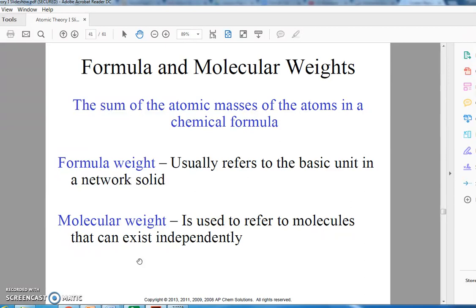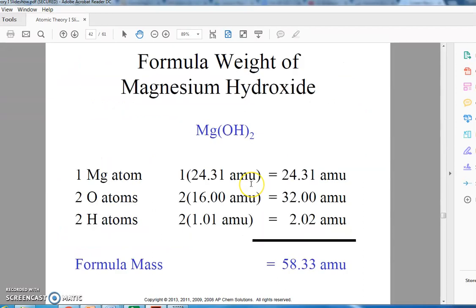This can also be referred to as formula weight or molecular weight, and those are calculated the exact same way, just looking on the periodic table and adding those values. But the key there is just in understanding the vocabulary. So if we're talking about formula weight, we're talking about the basic unit in a network solid, which, to note, is usually ionic. So formula weight is usually used if we're talking about an ionic compound, whereas molecular weight is usually used when we're talking about molecules, which are covalent compounds. Calculated the exact same way, but make sure you understand the difference in the types of compounds we're talking about. Formula weight, ionic; molecular weight, usually covalent.